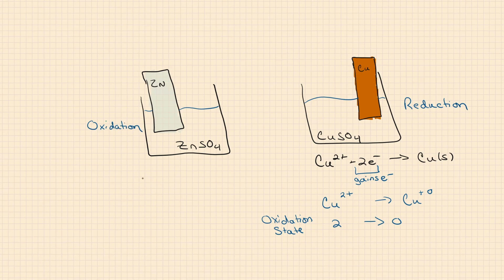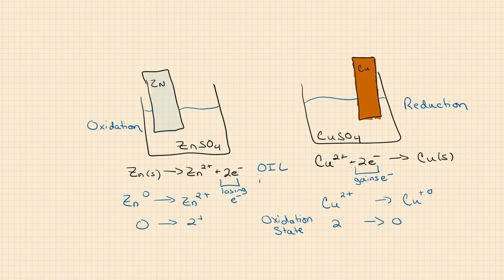And that means our reaction for zinc is going to be solid zinc gives us zinc 2 plus ions plus 2 electrons. And this is an oxidation because now we have a zinc with a 0 charge becoming a zinc with a 2 plus charge. So our oxidation state is going from 0 to 2. It is increasing, it is oxidizing, and it's doing that by losing electrons. The way we can remember this is OIL RIG. Oxidation is the loss of electrons, and reduction is the gain.